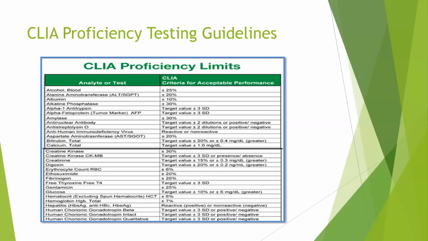This is an example of the proficiency testing limits, which are set by CLIA, the Clinical Laboratory Improvement Act of 88. A few common examples: for albumin, it is plus or minus 10%. For alkaline phosphatase, it is plus or minus 30%. For some of the parameters, for example, free thyroxine, it is given as target value plus or minus 3 SD. For glucose, it is target value plus or minus 10% or plus or minus 6 milligram per deciliter. So these common analytes are easily available on the CLIA proficiency testing guidelines. One can use these also for your own total error guidelines.